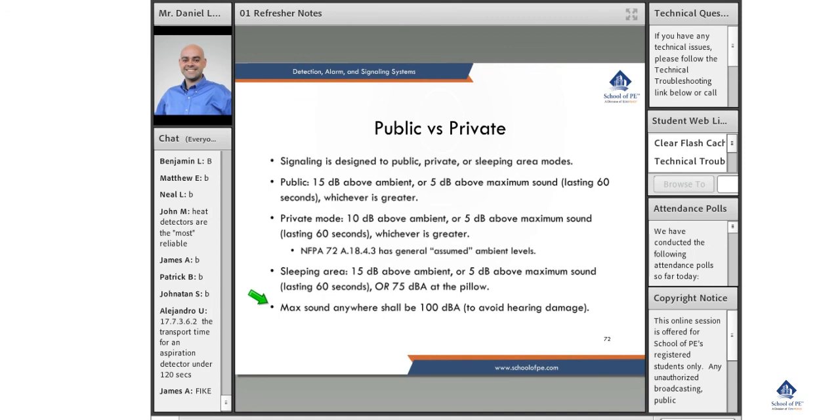Important to note here, maximum sound anywhere shall be 100 decibels. That's to avoid any sort of hearing damage, sustained listening hearing damage. So if you are getting to a point in your distance in your audibility calculations where you have to keep upping the sound in order to be heard and you're passing that 100 decibel, you need to add that second speaker.